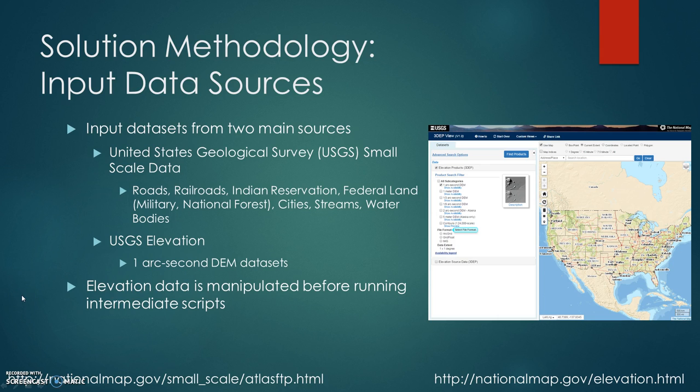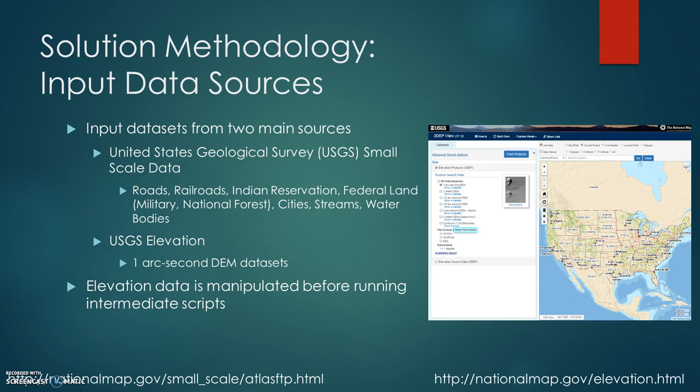As Bryce mentioned, the first step was to find data. When we were looking at the individual websites for data sources, we realized it would be hard to find continuous data. We found the continuous data on the USGS website. First, we found a database, the small scale data, which had our shapefiles that we needed for roads, railroads, federal lands, Indian reservations, cities, streams, and water bodies. While there were other data sets available on there, we decided to stick with just these parameters for this analysis.